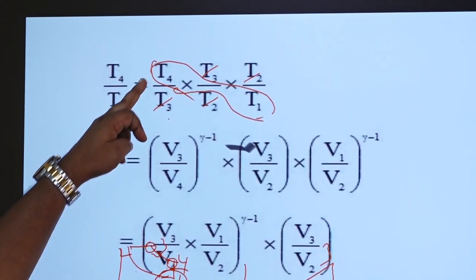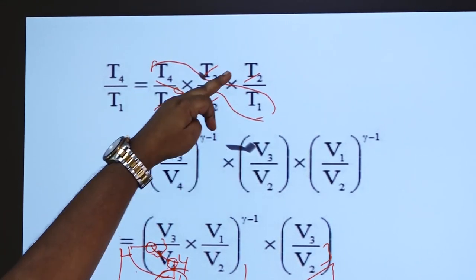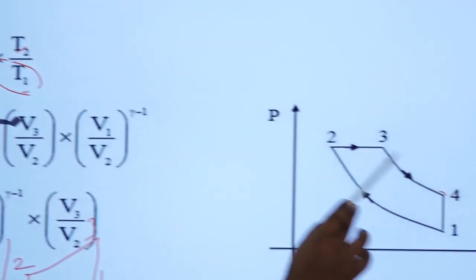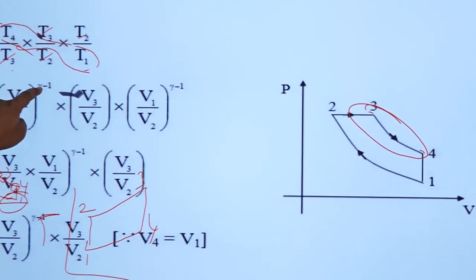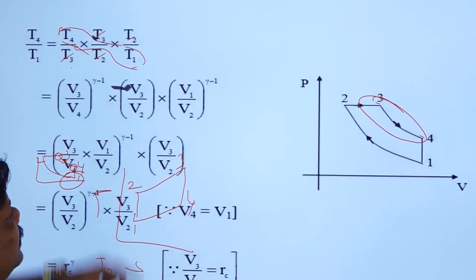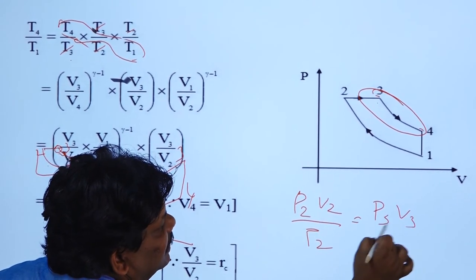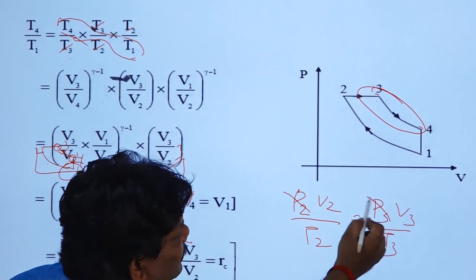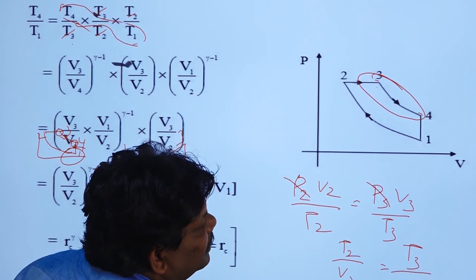So at last it is T4 by T1. Substitute the PVT relation for T4 by T3, T3 by T2, then T2 by T1. For 3 to 4, it is an adiabatic process, so T4 by T3 will be equal to V3 by V4 to the power gamma minus 1. For T3 by T2, it is a constant pressure process, that is P2 V2 by T2 is equal to P3 V3 divided by T3. The pressure is constant. You are in need of T3, so interchange the numerator and denominator: T2 by V2 is equal to T3 by V3.